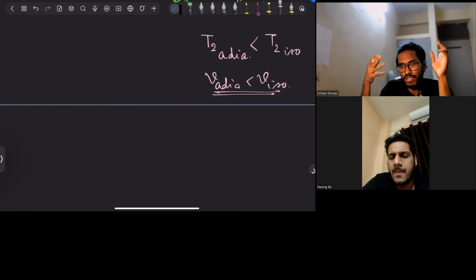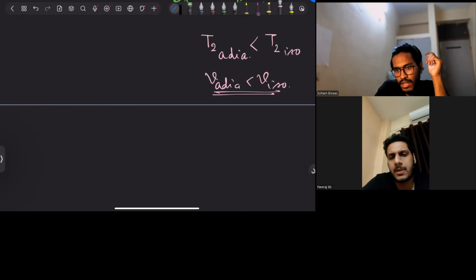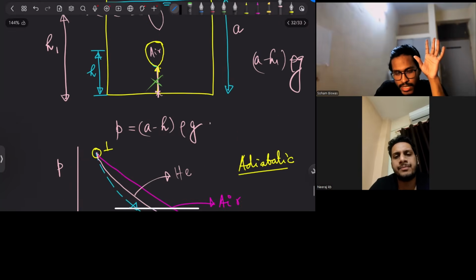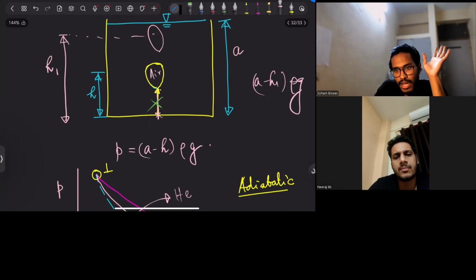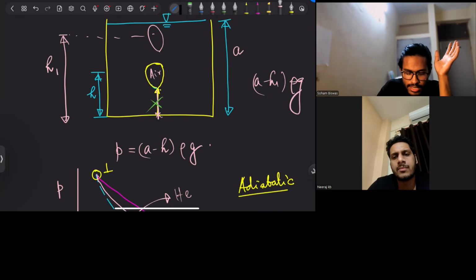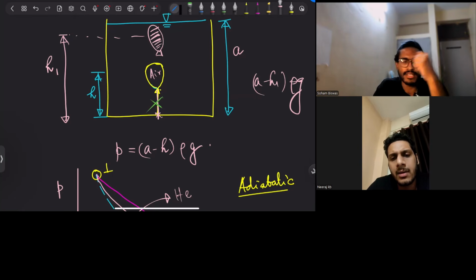Now I take out the balloon. First of all, tell me what will be the temperature. Will there be any increase or decrease in temperature? Initially everything was at ambient temperature. After this, the balloon has risen to this height, and then we are taking out this balloon. What will be the temperature of the balloon at this height: more than ambient, equal to ambient, or less than ambient?